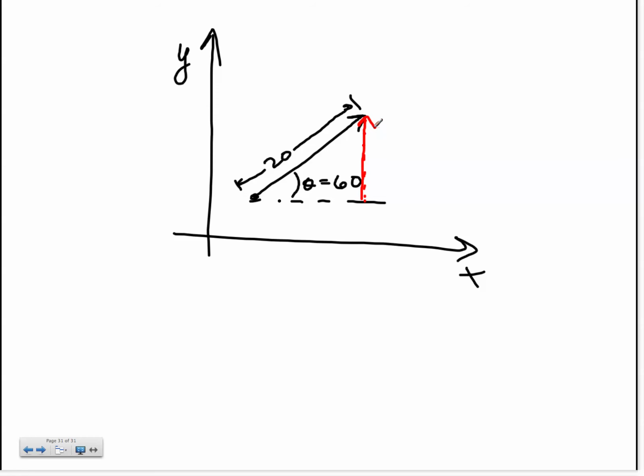And so this is what? The red side. And the green side would be the x component. Let's call this the x comp. Let's call this y comp. What is the y comp? We use SOH CAH TOA.